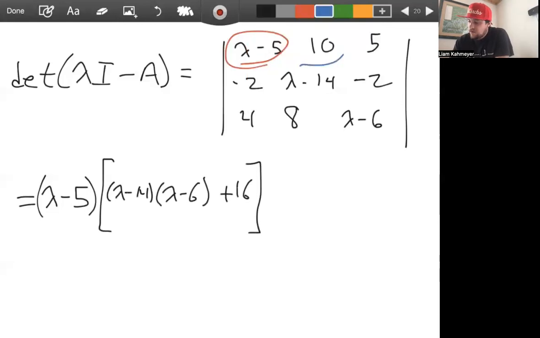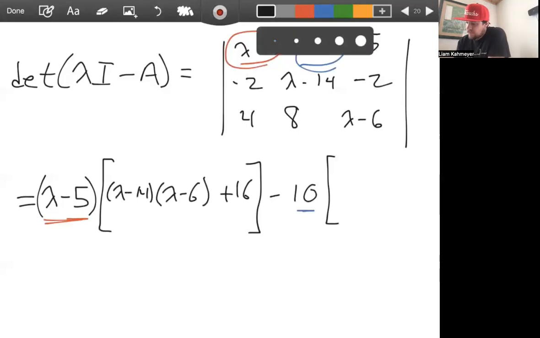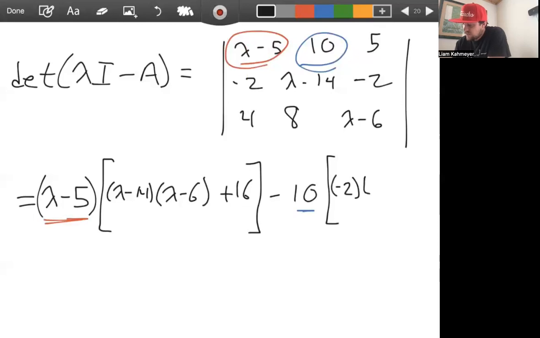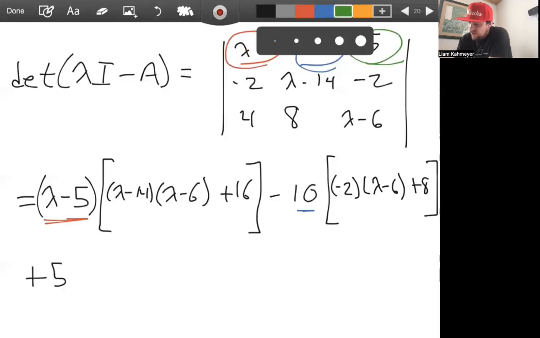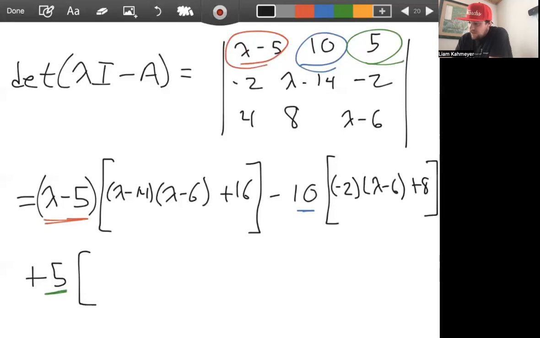We go to the next element here. So that was for lambda minus 5. For 10, we flip the sign, so minus 10 times the corresponding determinant of the cofactor. We'd have -2 times lambda minus 6, and then minus a -8, so plus 8. Then we do the same thing for the 5, so we flip the sign again, so plus 5 times, then we're going to have -2 times 8 is -16, and then minus 4 times lambda minus 14. Okay. Now we have to simplify all of this.